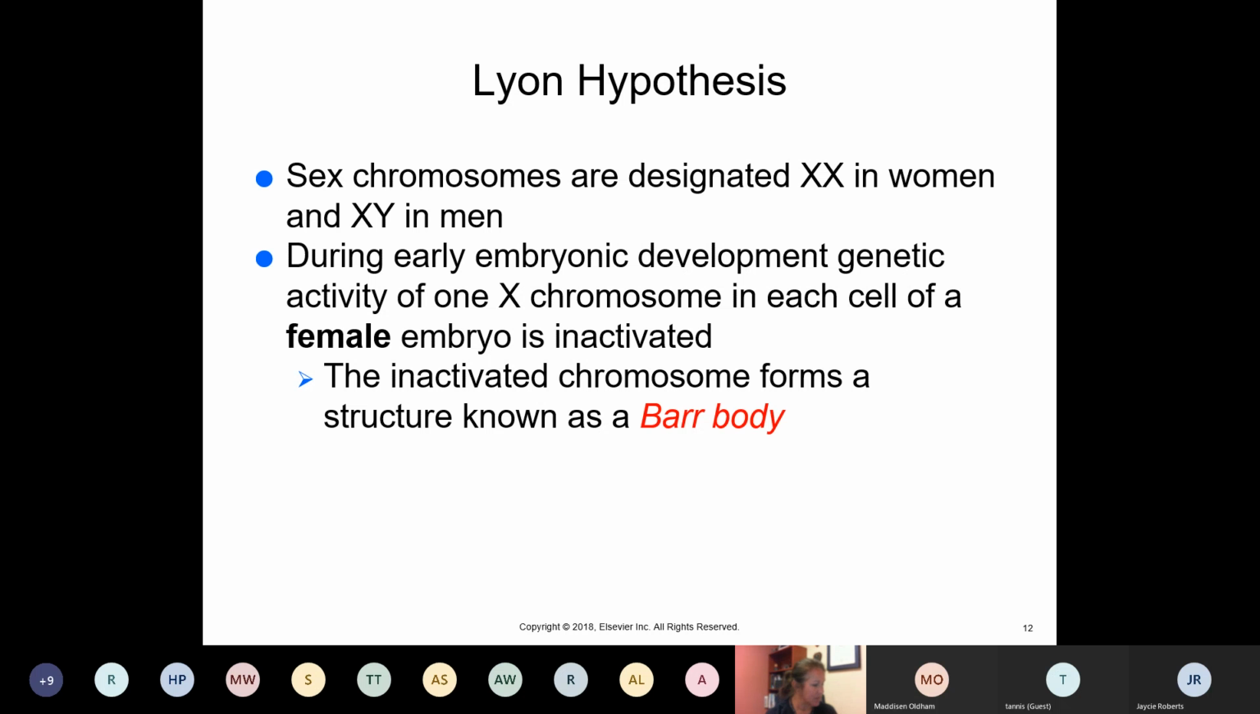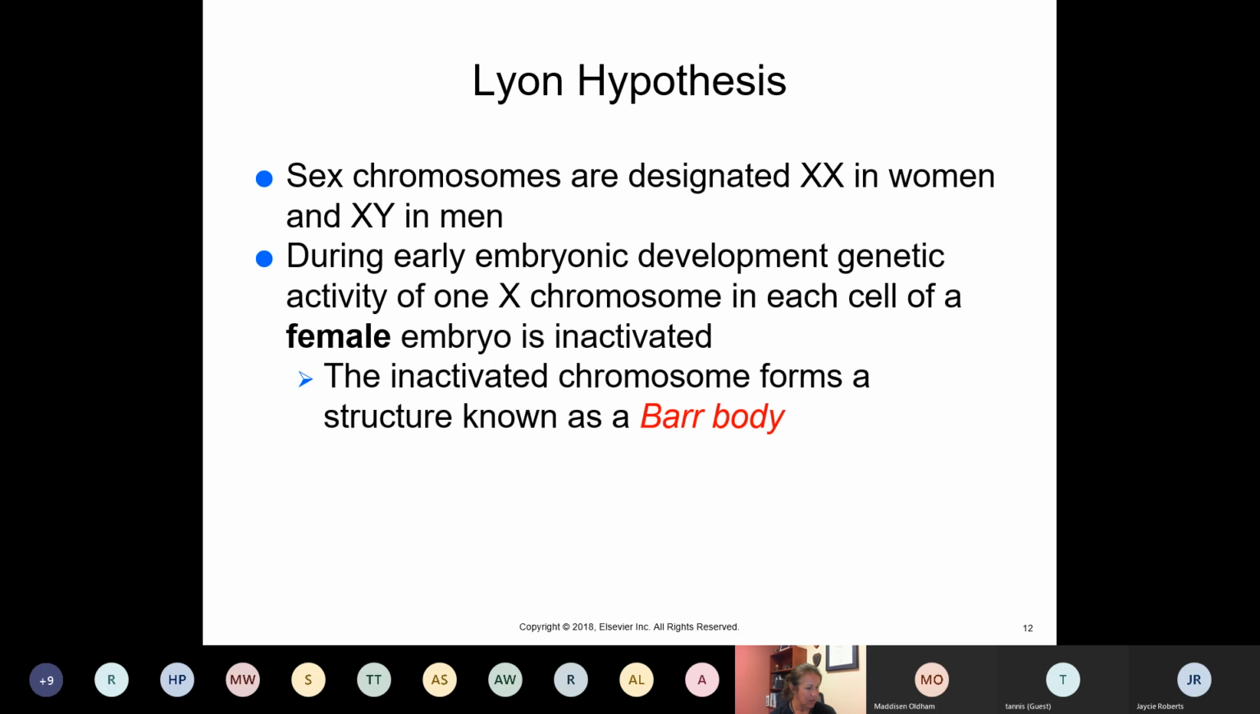The Lyon hypothesis is a hypothesis that was formed, I believe this woman's name was Mary Lyon, and what she found was that sex chromosomes are designated XX in women, obviously, and XY in men. And during early embryonic development, the genetic activity of one of those X chromosomes in each cell of a female embryo is inactivated. So her belief was that we start off with two X's, and then one of them becomes inactivated. And the inactivated chromosome forms a structure known as a bar body.